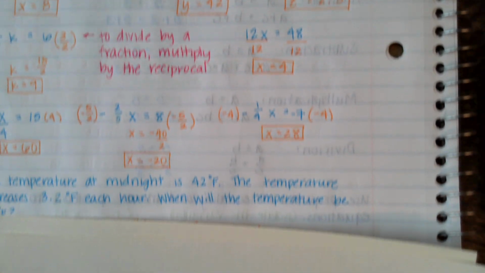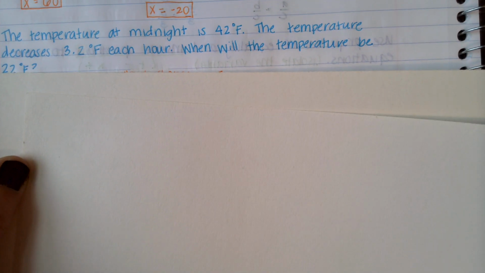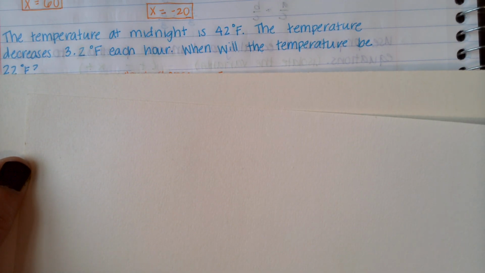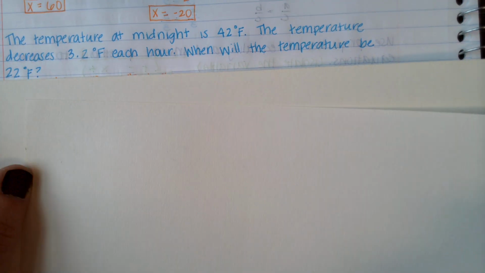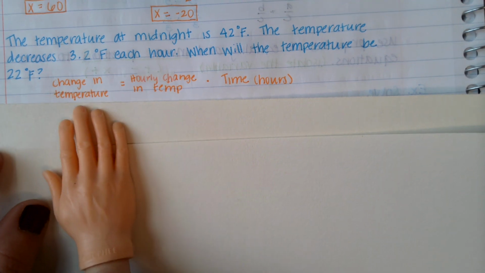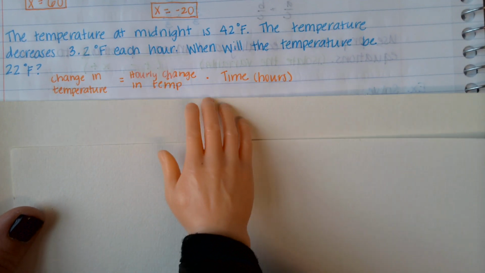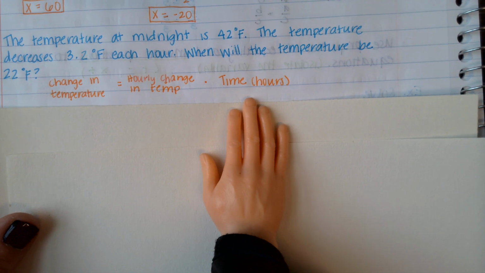Alright, it says the temperature at midnight is 42 degrees Fahrenheit. The temperature decreases 3.2 degrees each hour. When will the temperature be 22 degrees Fahrenheit? So to solve this, we would find the overall change in temperature is equal to the hourly change in temperature multiplied by the number of hours.